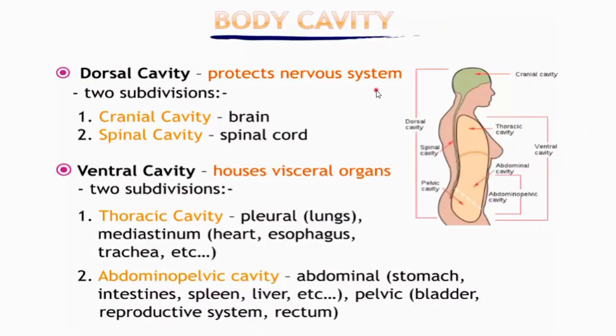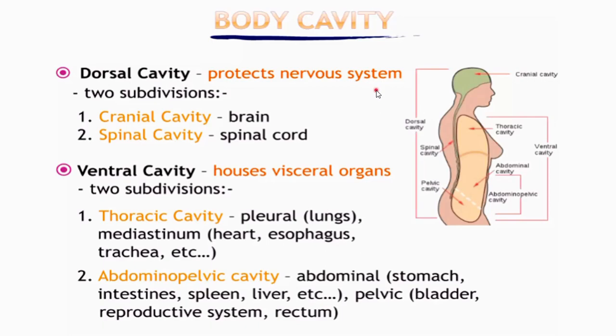Body cavities include parts like the dorsal cavity, which protects the nervous system, and this dorsal cavity is divided into two subdivisions. We have the cranial cavity, which holds the brain, and the spinal cavity, which holds the spinal cord. All these structures are what we are going to study further in the future.